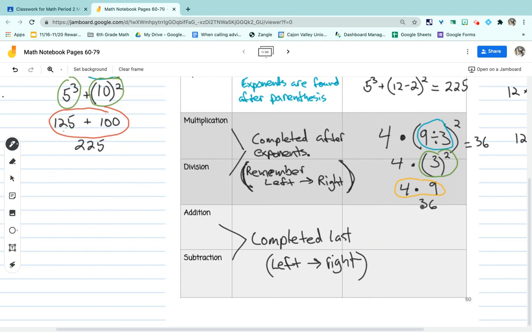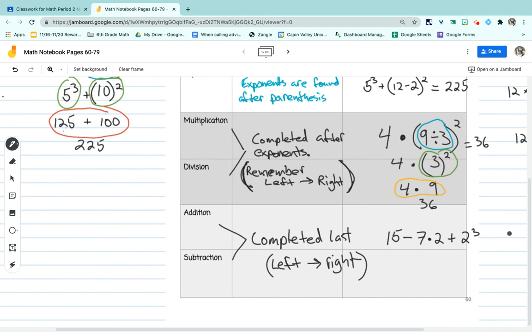So let's give another example here. Let's do the example. Let's see. I like this one. Let's do 15 minus 7 times 2. And you know what? I'm not going to use the x. I'm going to use a multiplication dot. Plus 2 to the third.